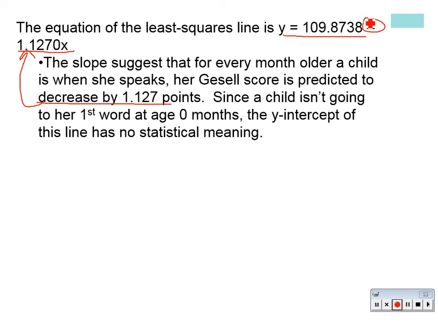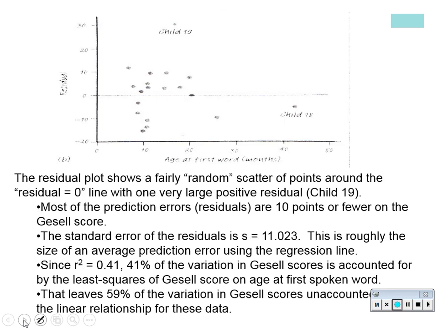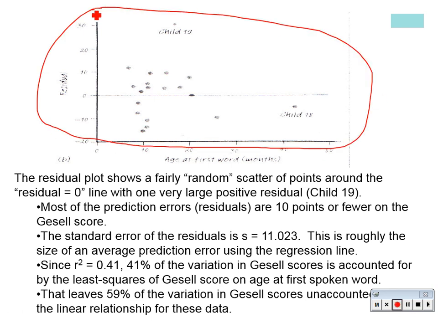Since a child isn't going to speak their first word at age 0 months, the y-intercept in this particular instance doesn't really have any statistical significance with this type of example. So here's the residual plot, and you have, once again, the least squares regression line as a horizontal line in this case. The standard error of the residuals, that's the standard deviation of the residual values, is 11.023, and the R squared value is 0.41.